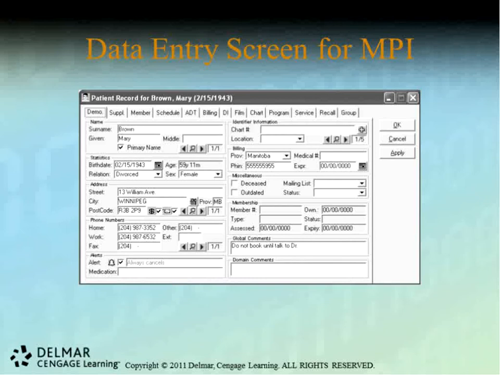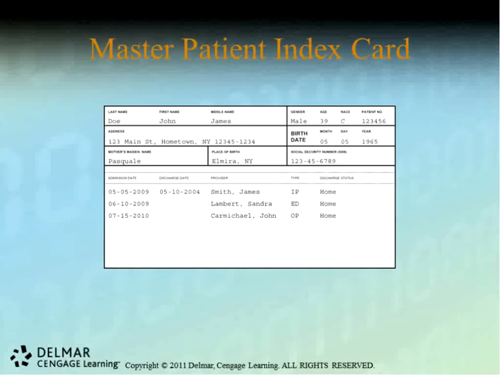So there are advantages and disadvantages to both. And here's a pictorial example of the type of information that you will see on a manual master patient index card. This is associated with your figure 8.2 in your textbook, same picture. You can see the patient demographic information, their admission and discharge date, discharge status, and so forth, what type of patient they were on this card.